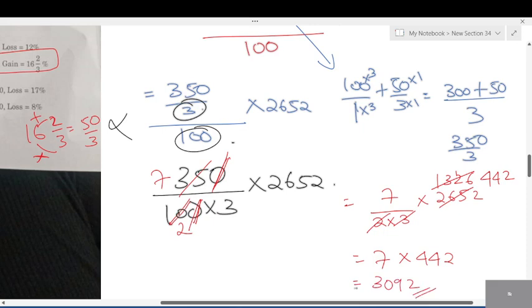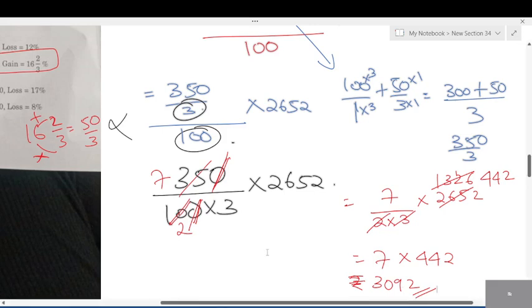3092. Let me check the answer. I don't know whether this is right or wrong. All of you complete it, I'll check this. Yes, students, completed. You all should get 3092. Do you all understand the concept? Yes? Fine, fine. That's what I told, I don't know whether this is right or wrong.